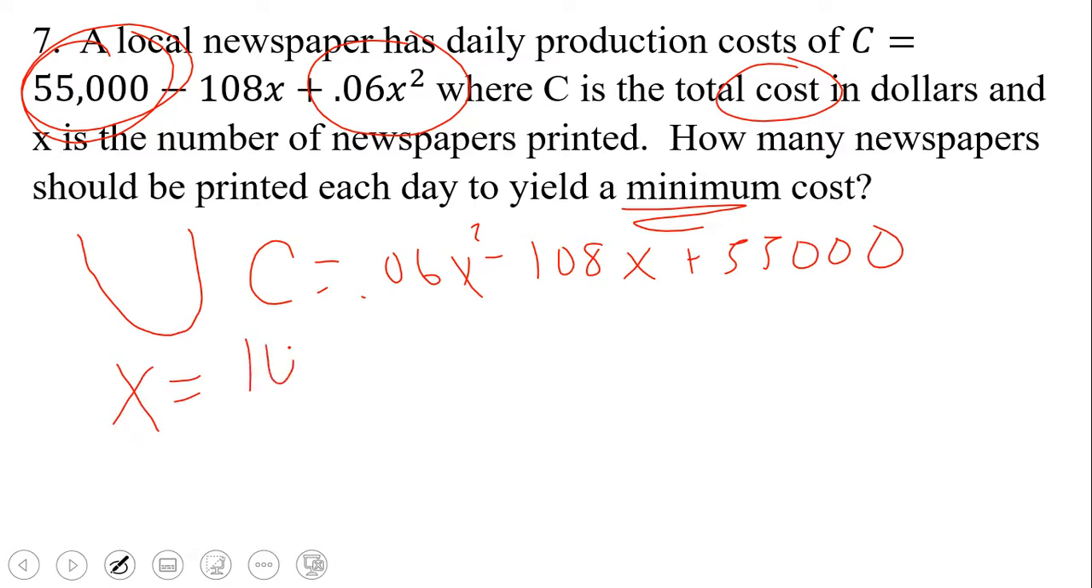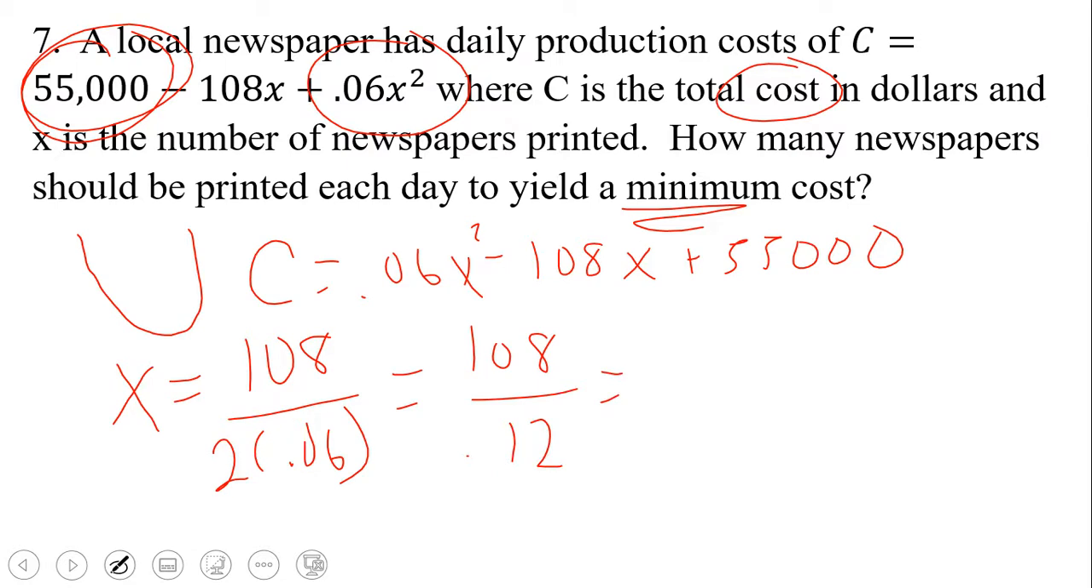So negative b is going to give you positive 108, over 2 times 0.06. Then you're going to go ahead and simplify the bottom. So that would be 108 divided by 0.12. If you then divide 108 by 0.12, you're going to get an answer of 900.